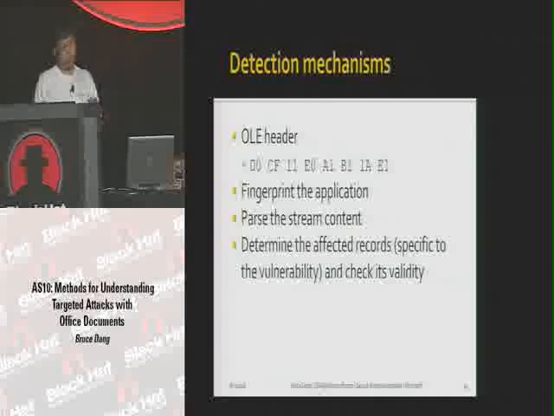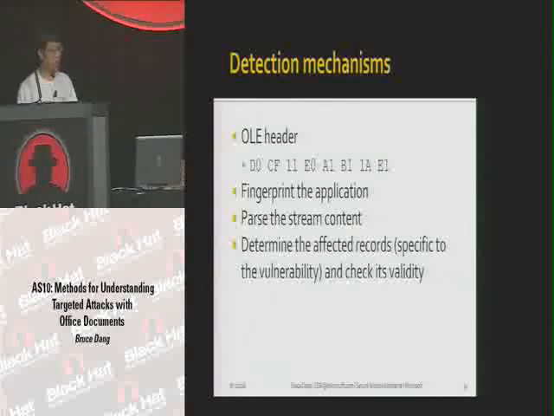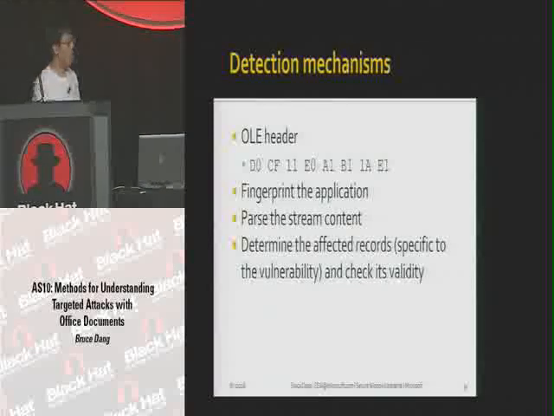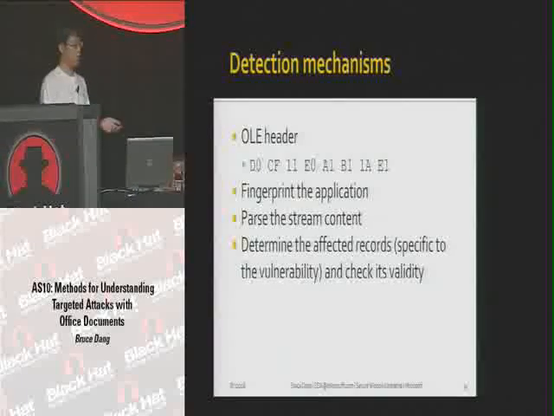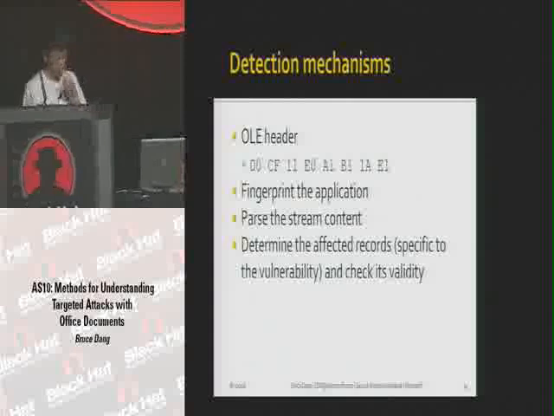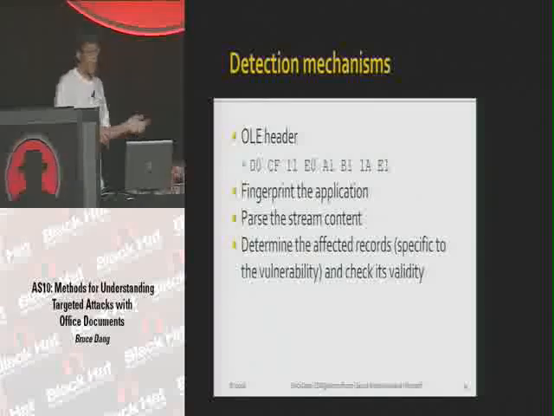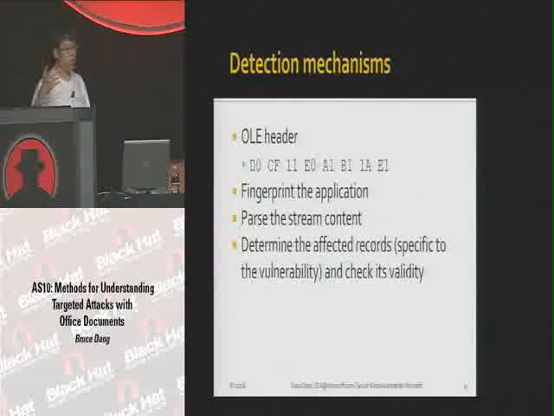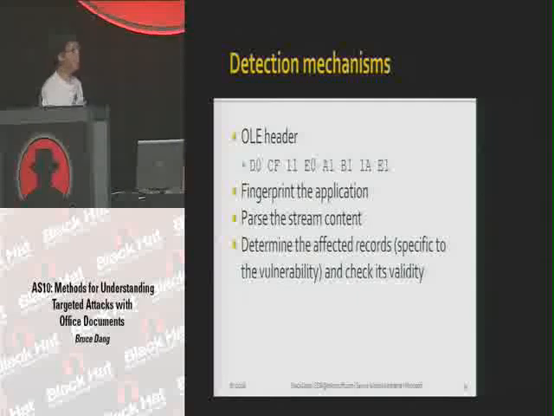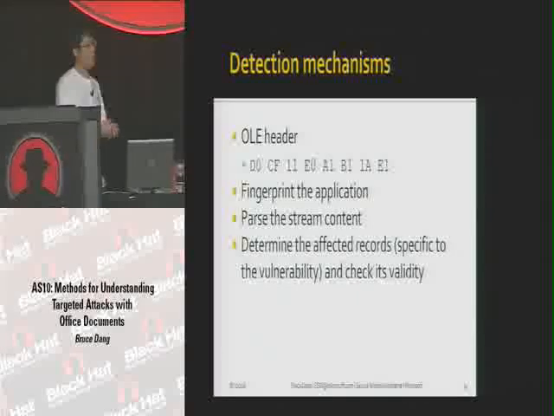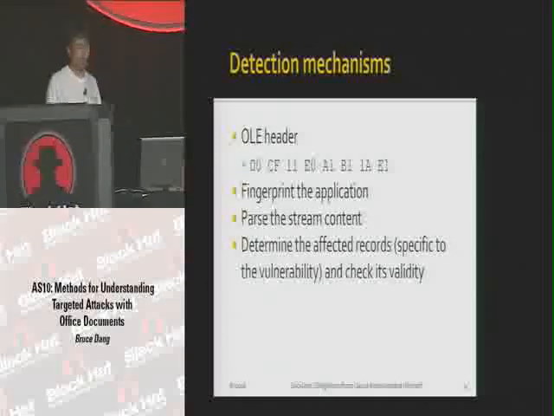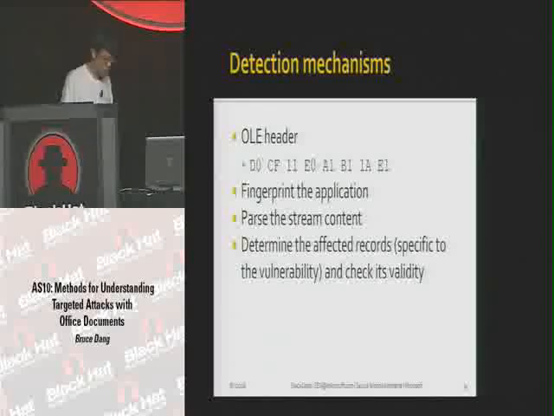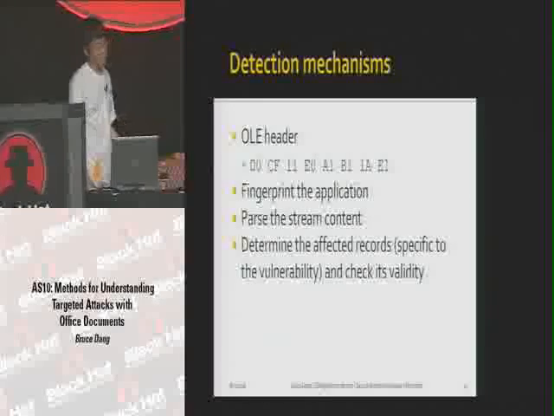And once you are certain that it's an OLE file, you've got to fingerprint the application. You need to figure out: is this a Microsoft Word document, a PowerPoint document, or an Excel spreadsheet? The way you do that is to use the COM API that I talked about earlier, enumerate all the storages and streams, and look at the stream name. In PowerPoint, it will be PowerPoint Document stream. In Excel, it could be Workbook. In Word, it will be like WordDocument. That's how you would be able to figure it out.